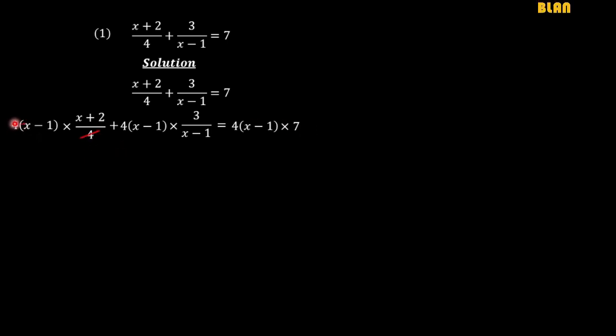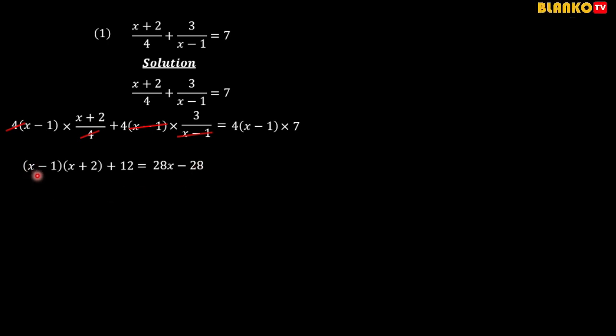So this 4 cancels out this 4. x minus 1 cancels out x minus 1. So we'll be left with what? (x-1)(x+2) plus 4 multiplies 3 to be 12 equals 28x minus 28. That is 4 multiplies 7 to be what? 28. 28 multiplies x to be what? 28x. Then 28 multiplies negative 1 to be what? Negative 28. I hope you understand.